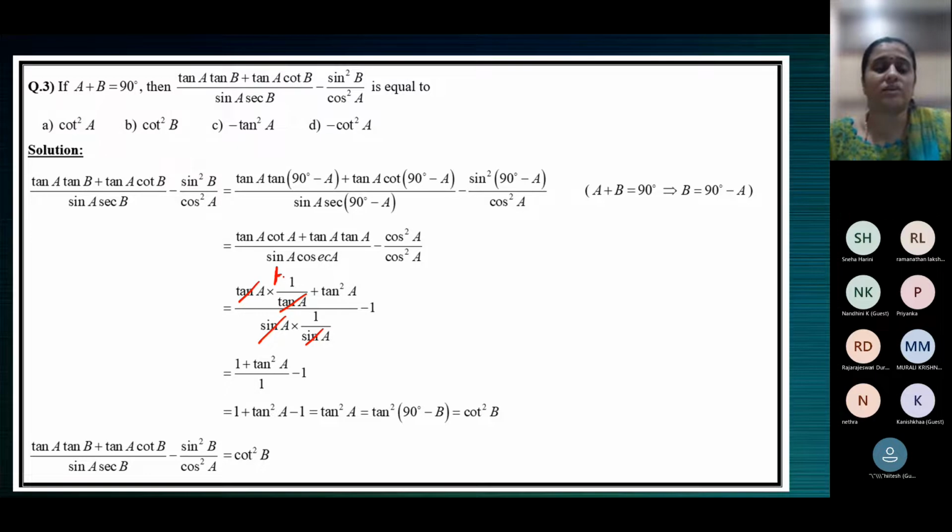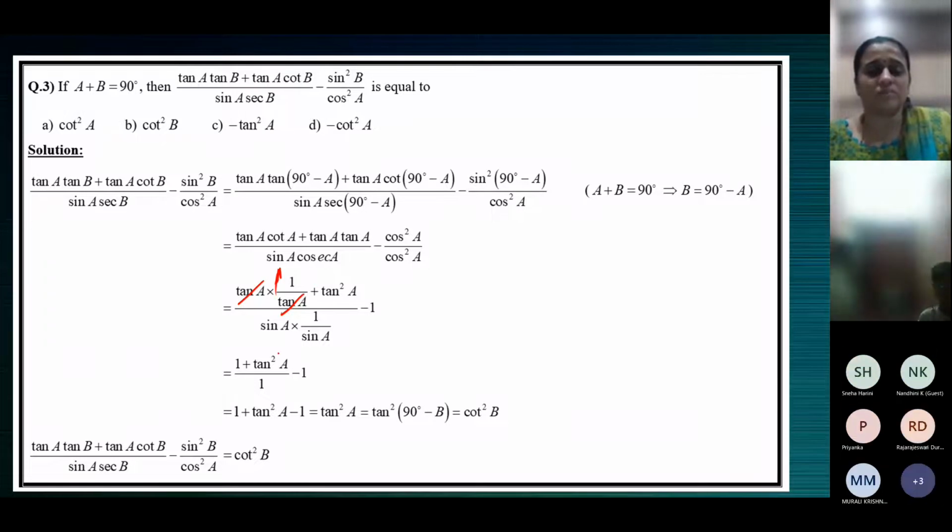Sometimes we forget to write 1 and write only tan square A. Please remember, tan A and tan A get cancelled. There is 1 here. 1 plus tan square A it is.